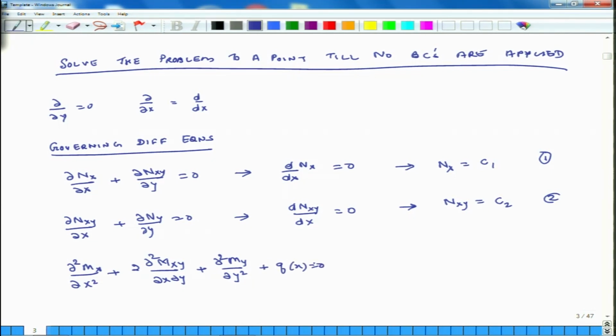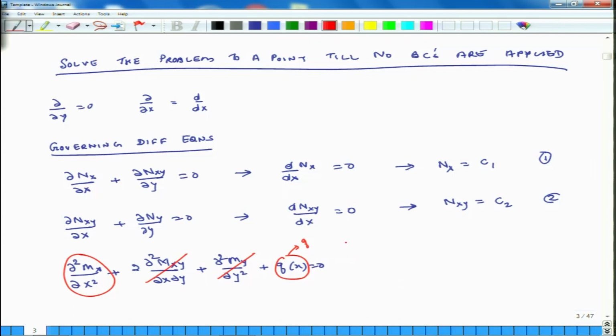So, it is a function of x. Now, we know that anything which is a partial derivative of y is 0. So, this is gone and this is gone, and this thing becomes a total derivative, and also we know that Qx in our case is constant. So, it is Q. In our case we are applying the load uniformly on the entire plate.